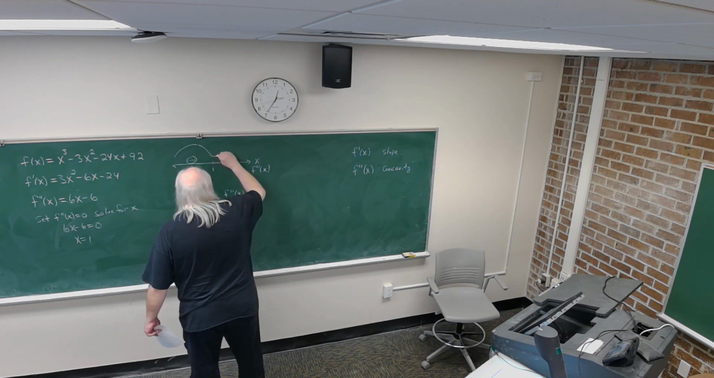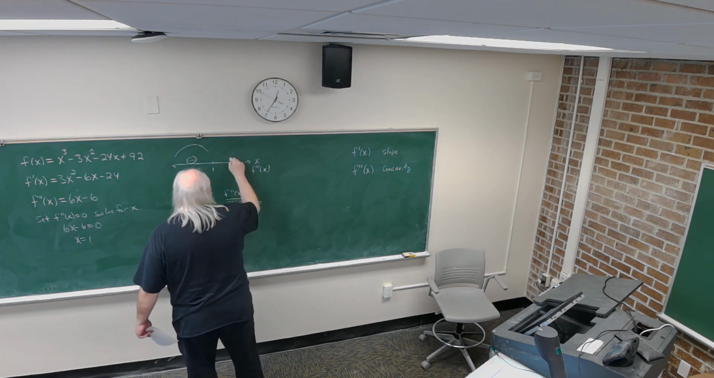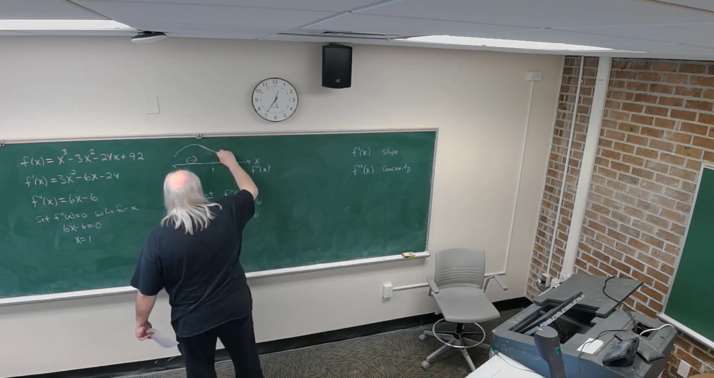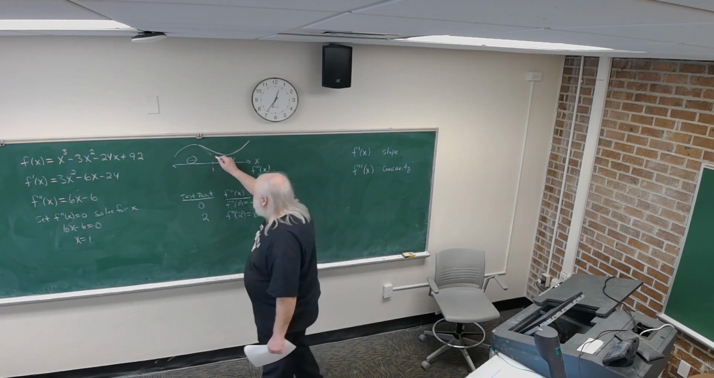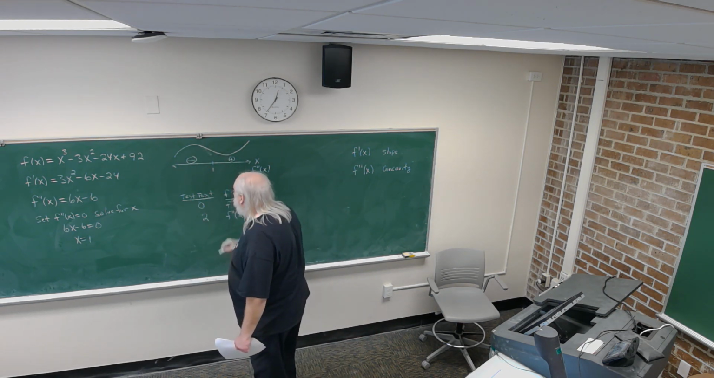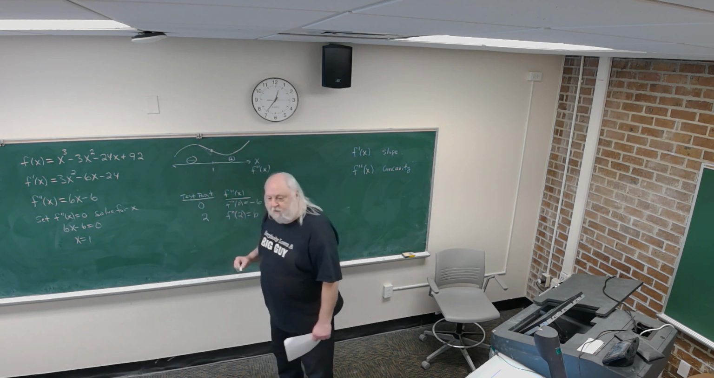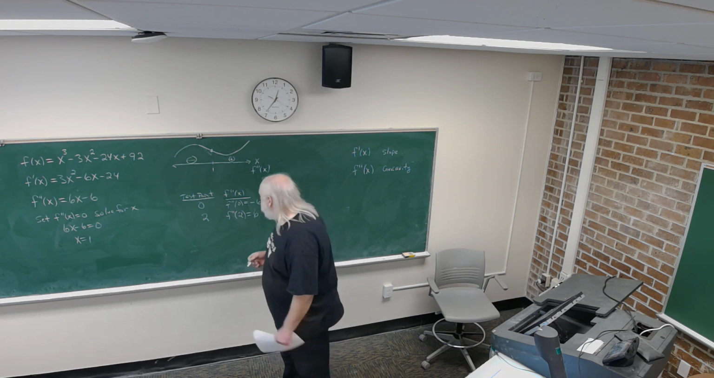Right, I didn't give myself enough space. I'm not saying that the graph looks exactly like this, but I'm just using it to indicate it's concave down to the left of 1, concave up to the right of 1. Then at x equals 1, what's that point going to be called? Yeah, point of inflection or inflection point.